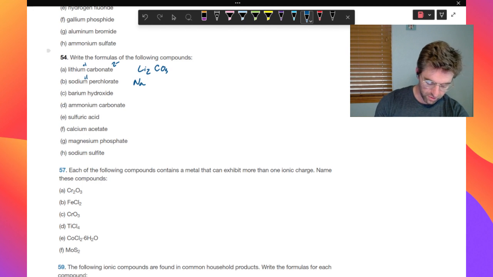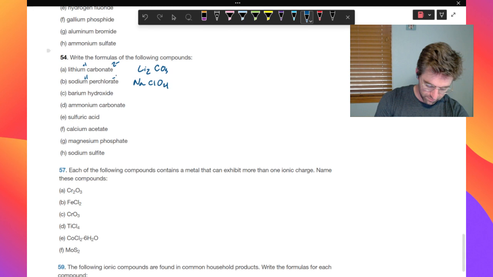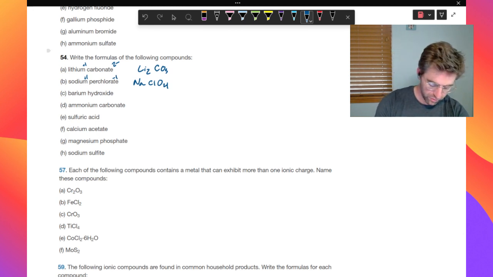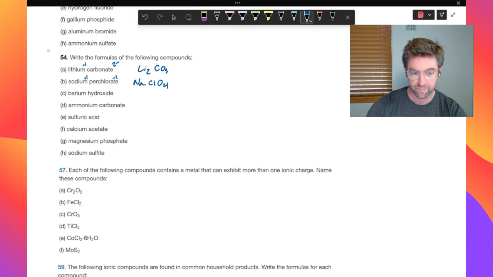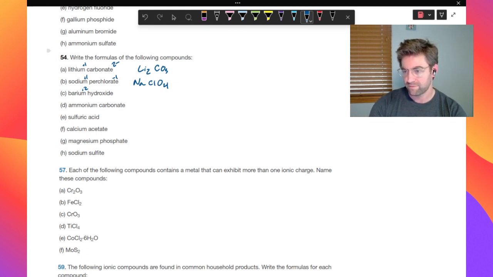Similar story, sodium perchlorate. Perchlorate, ClO, there's 4 of them. Yeah. Perchlorate has a -1 charge. Barium has a +2. Hydroxide, I think, has a -1. Yeah.